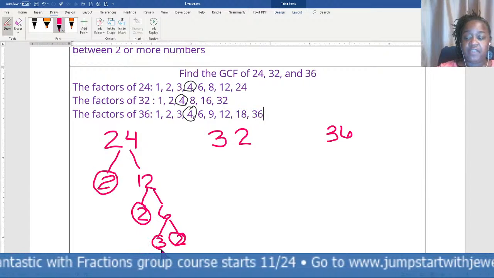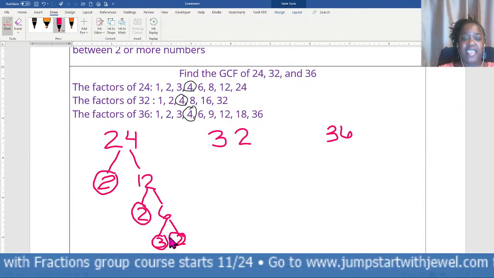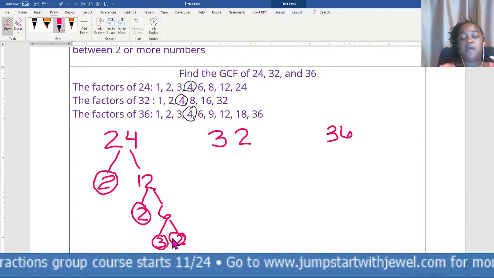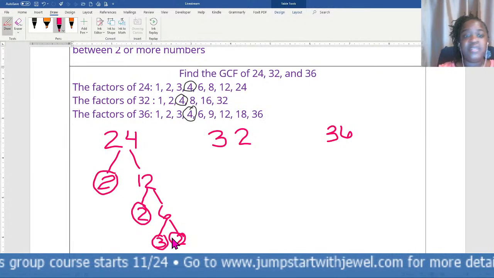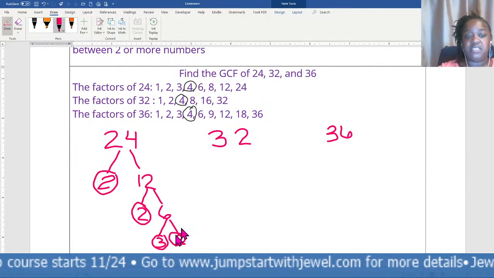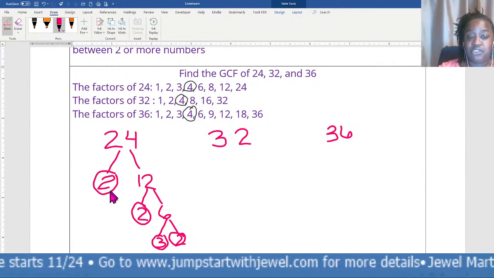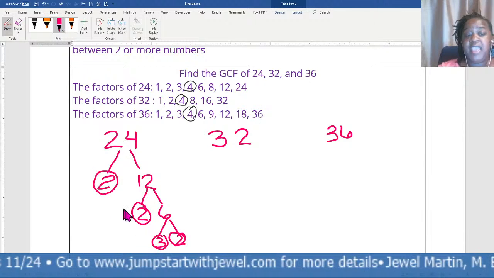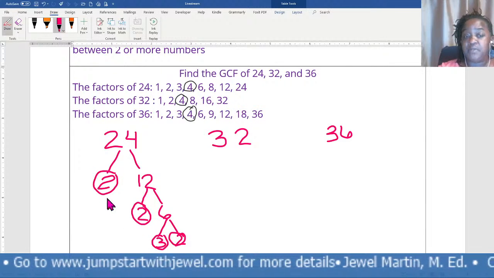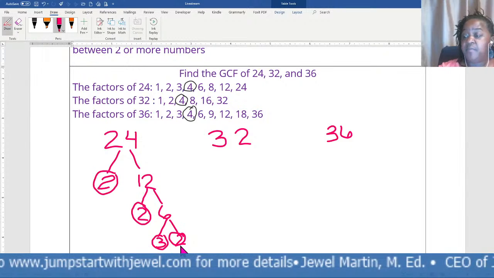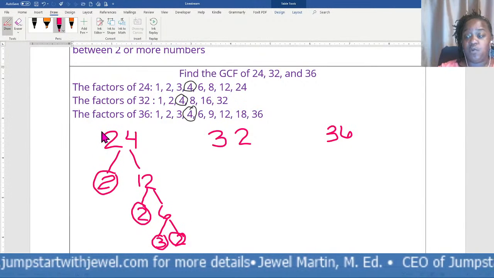Once you're doing a factor tree, and you have it down to the lowest prime number, it can't go any further. So you're done with this. So we have all our prime numbers. We've got a 2, a 2, a 3, and a 2. And if you were to multiply all these prime numbers together, it would give you 24.